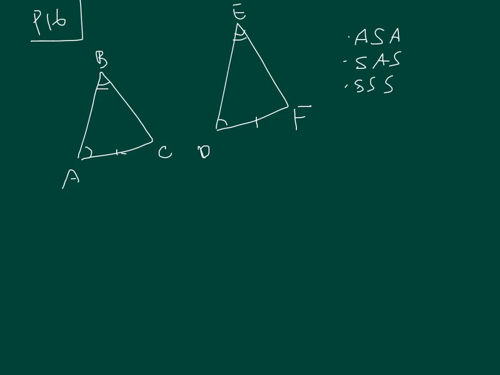Thank you for watching. I'm giving out the answers right now. Why does AAS guarantee the triangle congruence, even though it's not one of the three triangle postulates? I want you to think about that.